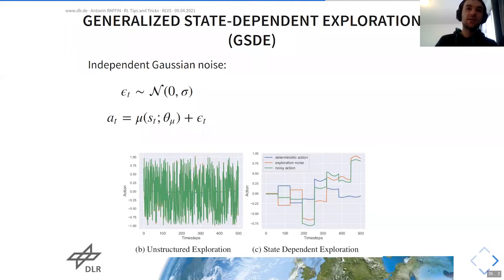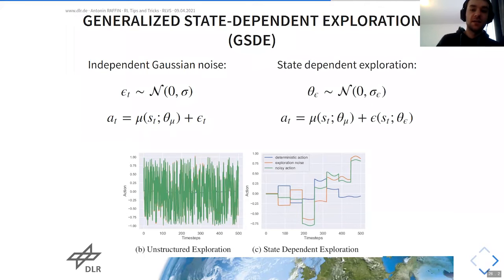So to counteract that and to directly use RL on a real robot, I've been working on a method called Generalized State Dependent Exploration, or gSDE for short. And the idea is, instead of sampling some exploration noise at every time step, we sample some noise every n steps or even every episode. But to be able to have some variation between the steps, this noise is also dependent on the state.